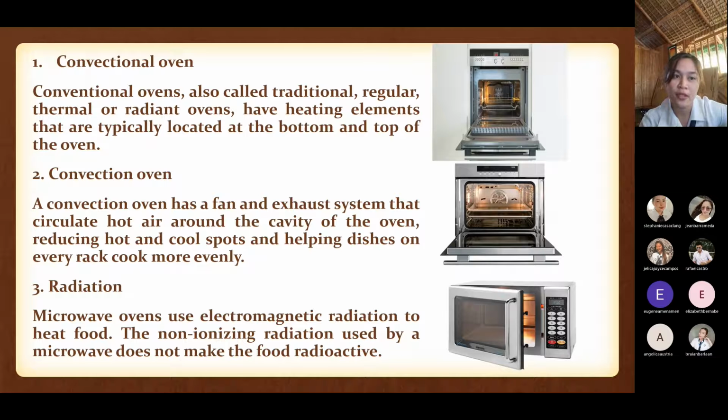The second one is the convection oven. A convection oven has a fan and exhaust system that circulate hot air around the cavity of the oven, reducing hot and cool spots and helping dishes on every rack cook more evenly. The third one is the radiation. Microwave ovens use electromagnetic radiation to heat food. The non-ionizing radiation used by a microwave does not make food radioactive.